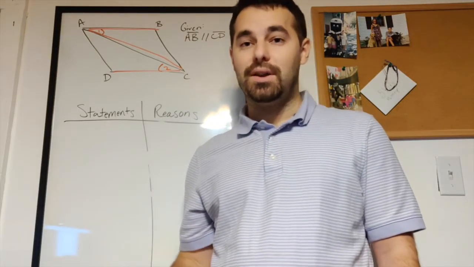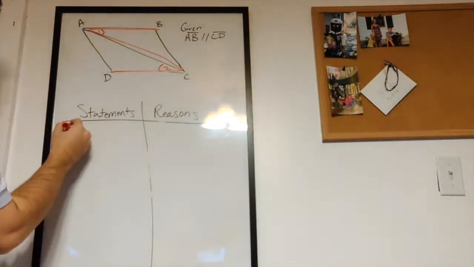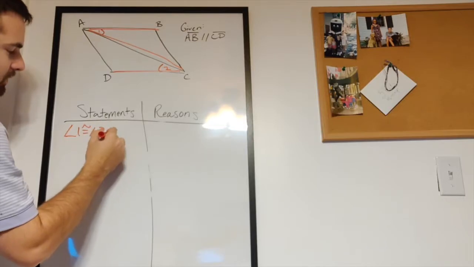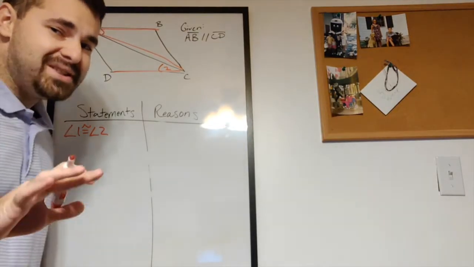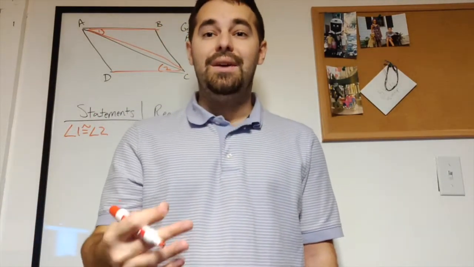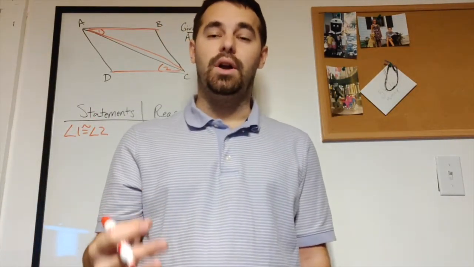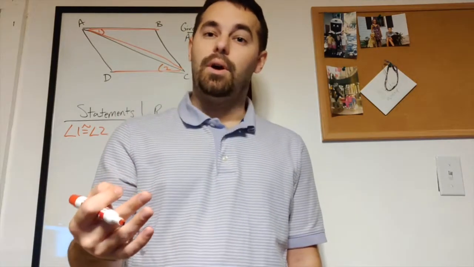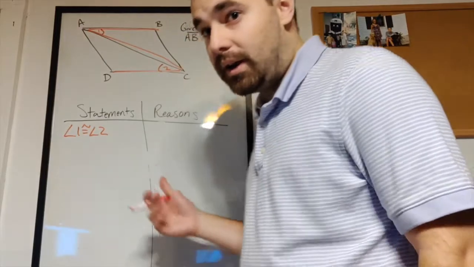So here's how we put it into our proof. Angle 1 is congruent to angle 2. The reason is a little bit longer, so listen and then write it down. If two parallel lines are cut by a transversal, the alternate interior angles are congruent. I'm going to write it down now.